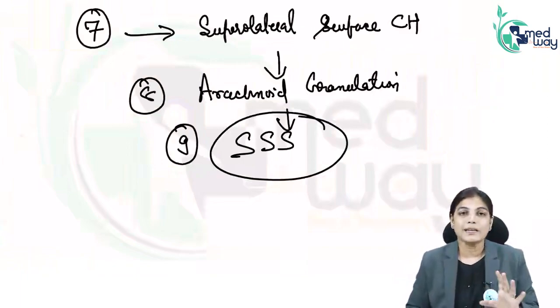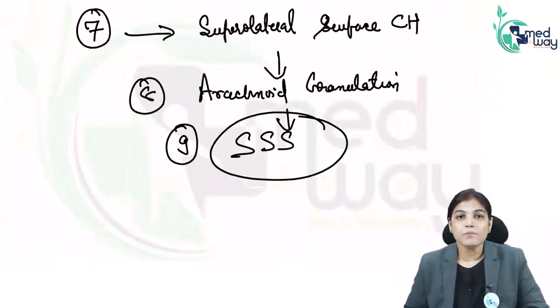If you want, once again I will tell you the flow chart. Maximum amount of CSF is formed by the lateral ventricle. Via the interventricular foramen of Monro, it reaches the third ventricle. Via the cerebral aqueduct, it reaches the fourth ventricle. From the roof of the fourth ventricle, there are two lateral apertures, the foramina of Luschka, and one median foramen of Magendie.